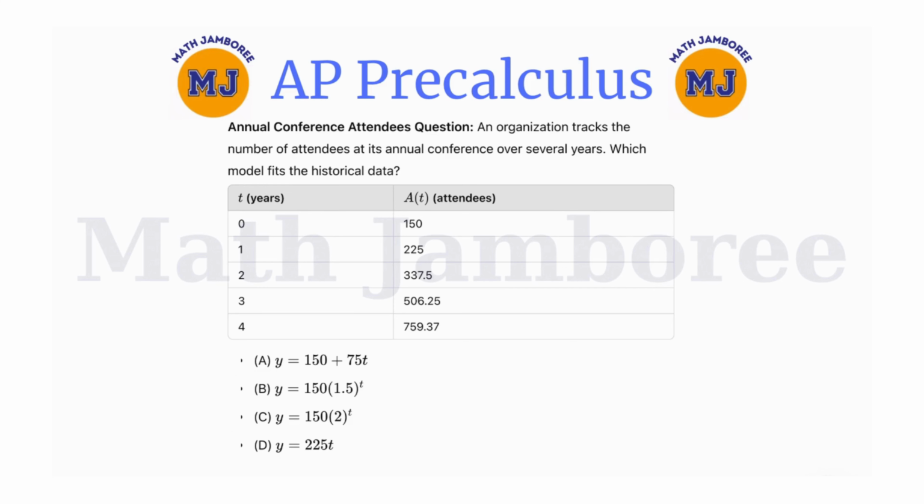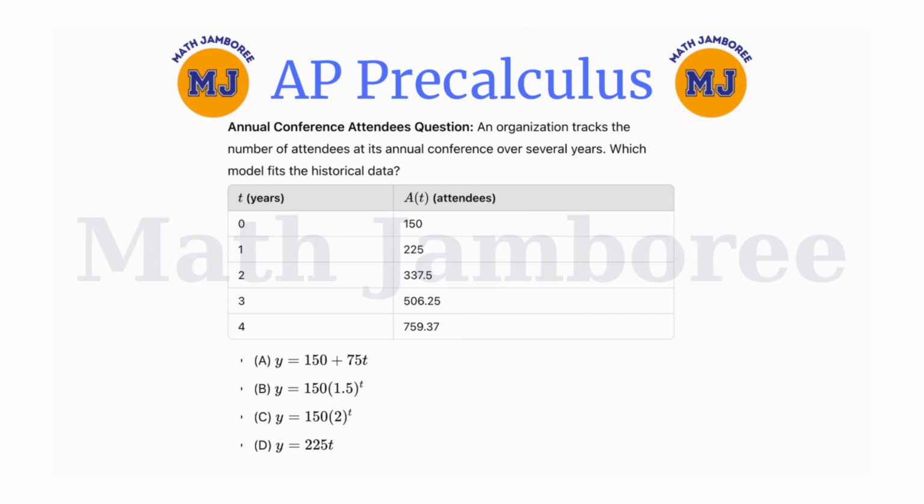In this video, we have another AP Precalculus type of question from the topic of exponential function context and data modeling. Let's solve it together. An organization tracks the number of attendees at its annual conference over several years. Which model fits the historical data? For t years 0 through 4, the attendees are 150, 225, 337.5, 546.25, and 759.37.